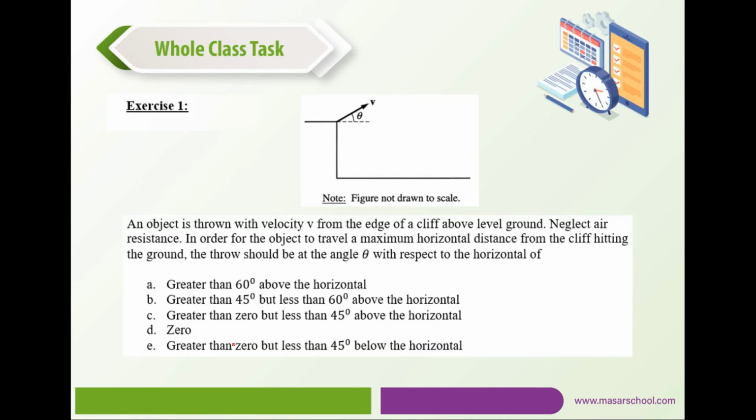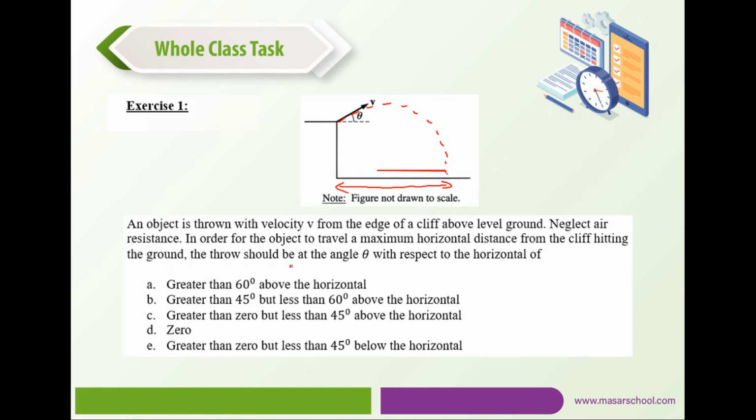Now exercise 1. An object is thrown with velocity v from the edge of a cliff above level ground. So it will follow the following trajectory, and this is the case of an unsymmetric projectile. Neglect air resistance. In order for the object to travel maximum horizontal distance, we're talking about this.